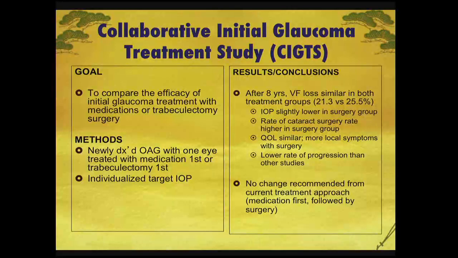And after 8 years, what they found in this study was that visual field loss was very similar between treatment groups. The IOP was slightly lower in the surgery group. The rate of cataract surgery was higher in the surgery group. Quality of life, so they did do quality of life questionnaires for these patients, and they found that by the end it was similar, but early on the patients who had surgery had a lot more complaints because they had irritation and other complaints about the surgery.